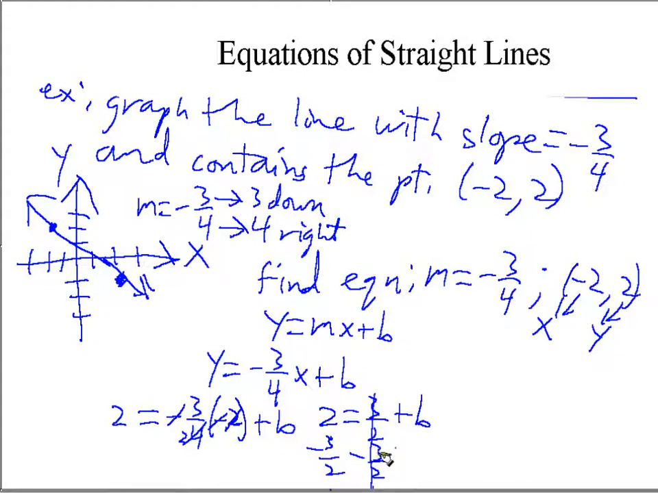So what's b going to be? Well, b then is going to be 2 minus 3/2. That's 1/2, because 3/2 is 1 1/2. 2 minus 1 1/2 is what? 1/2. All right, so I know b.